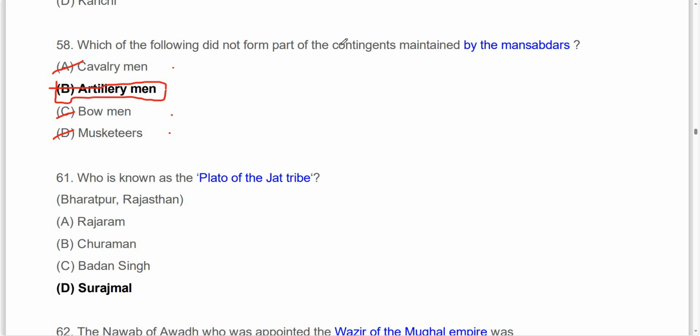Which formed part of the contingents maintained by the Mansabdar? Mansabdars had to maintain a contingent. What was the contingent? Cavalrymen, bowmen, and musketeers, but not artillerymen.